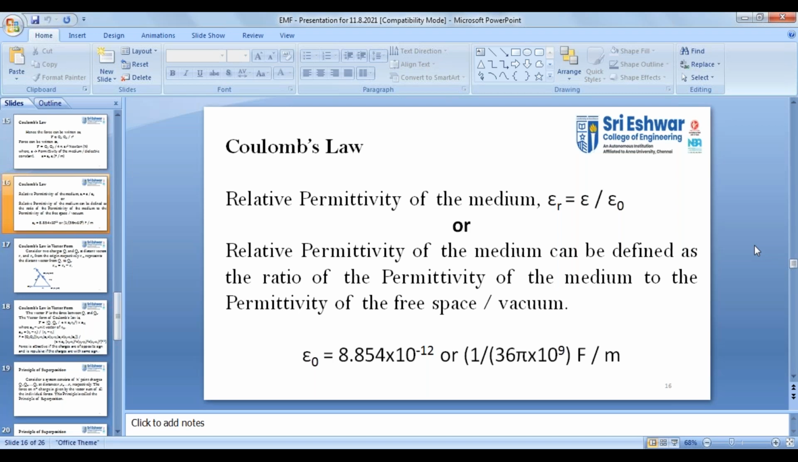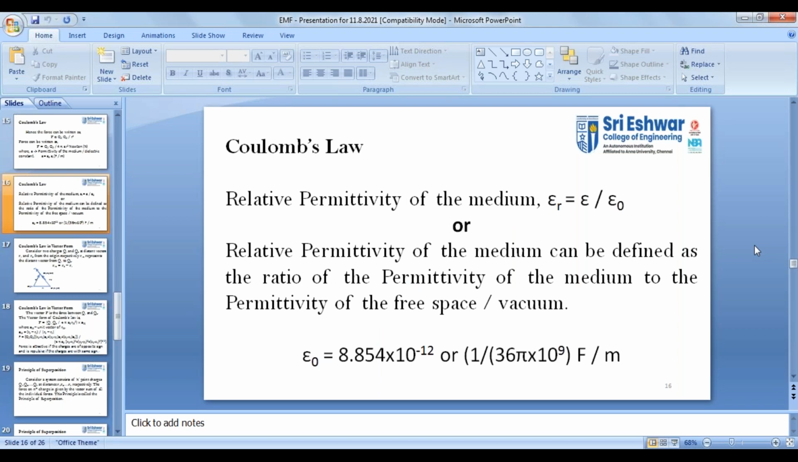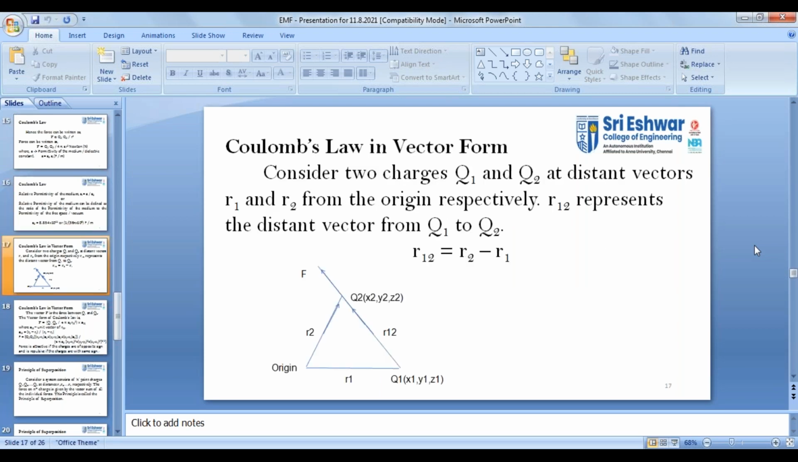Look at the previous slide. Force is Q1 Q2 by 4 pi epsilon r square, so there is a 4 pi in front. Now if I put epsilon naught as 1 by 36 pi into 10 to the power plus 9, what will happen? Pi cancels, 4 and 36 cancel, and we get 9 into 10 to the power 9. That simplicity is the reason I mention it. If you are more comfortable substituting 8.854 into 10 to the power minus 12 itself, you can continue with that, no issues. It is not compulsory; you can do that too.